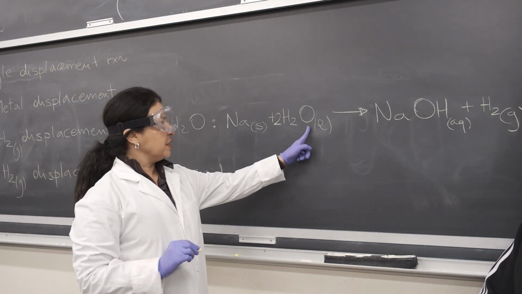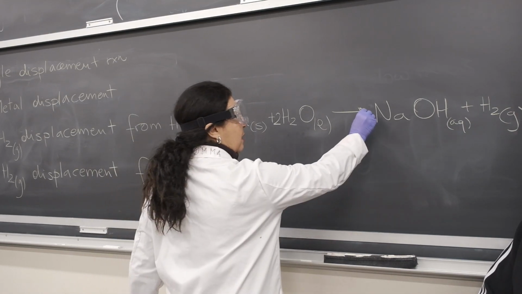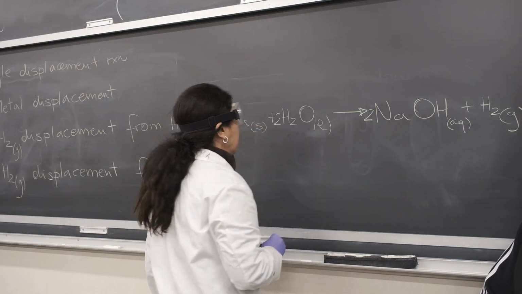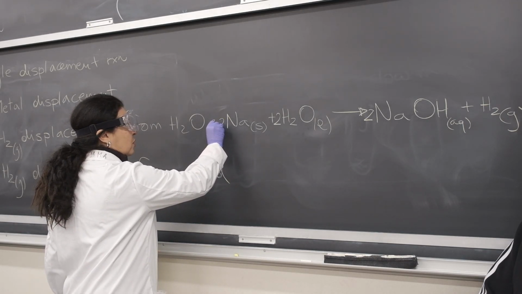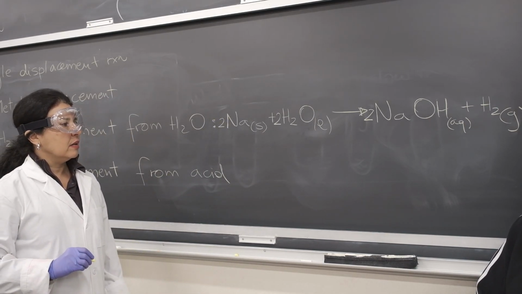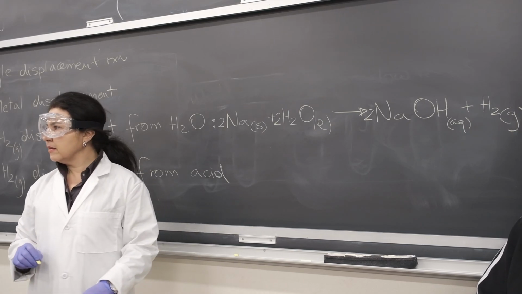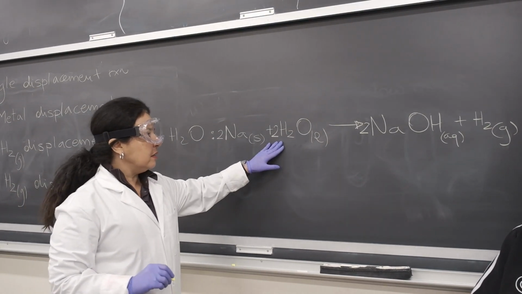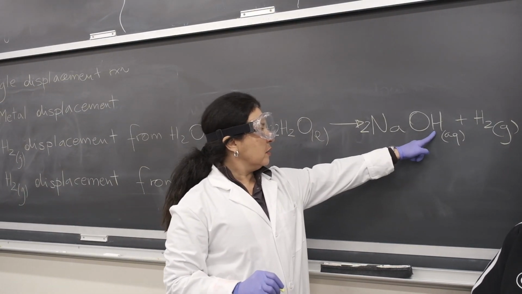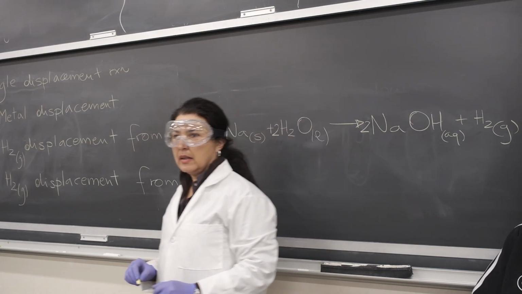If I have 2 oxygen here, I'm going to have 2 oxygen here. So I need the 2 sodium here, right? It's now balanced. 4 hydrogen, 1, 2, 3, 4 hydrogen, right? Okay.